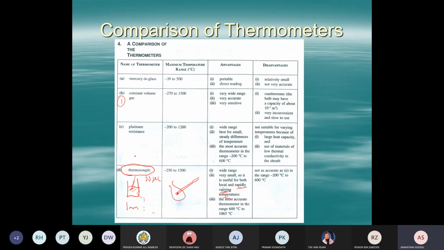So that's the thermocouple. What type of thermometric property does the thermocouple use? Potential difference, or you can say electromotive force, EMF. The EMF between the junctions is the thermometric property. Any questions so far? Thermocouple.